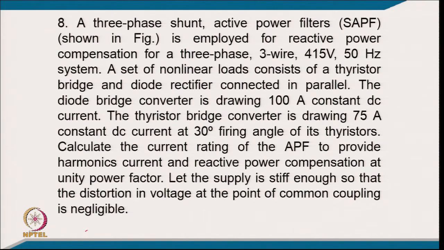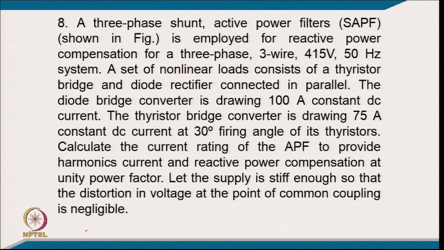So, we are discussing the examples on shunt active power filter. This is the 8th example. A 3-phase shunt active power filter is employed with reactive power compensation for a 3-phase 3-wire 415 volt 50 Hz system. A set of non-linear load consists of a thyristor bridge and a diode rectifier connected in parallel, and the diode bridge converter is drawing 100 ampere constant DC current. The thyristor bridge converter is drawing 75 ampere constant DC current at 30° fire angle of its thyristor.